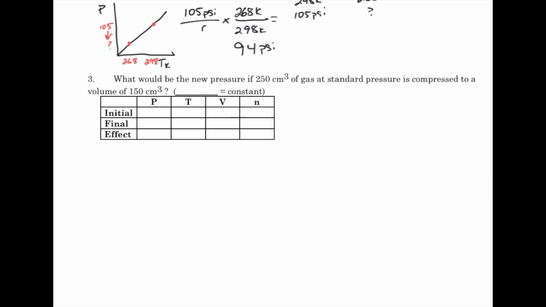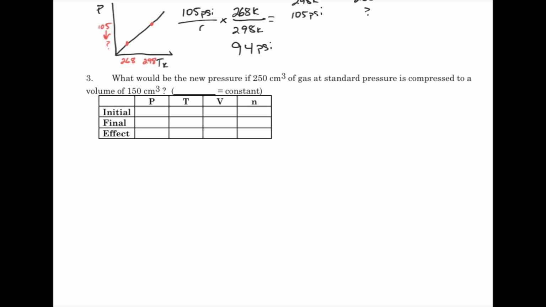So now this one, the trickier part about this one is that it doesn't tell us what the constants are, but we can pull that information out of the question. Okay, so it says, what would be the new pressure if 250 centimeters cubed of gas at standard pressure? Just to let you know, standard pressure is either 1 atmosphere or 760 millimeters of mercury, is compressed to a volume of 150 centimeters cubed, right? So what we're looking at here is a relationship between pressure and volume, right?